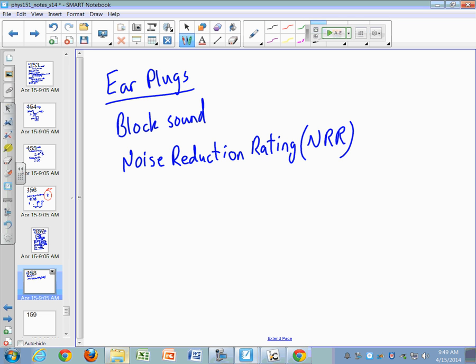It's in decibels. So, for example, if you have a rating of 20 decibels, that means it decreases the sound intensity level by 20. This would correspond to a decrease in the intensity by a factor of 1 over 100. This is just like what we saw before, except there we increased the intensity level by 10 decibels and it increased the intensity by a factor of 10. Here we're just seeing a decrease.